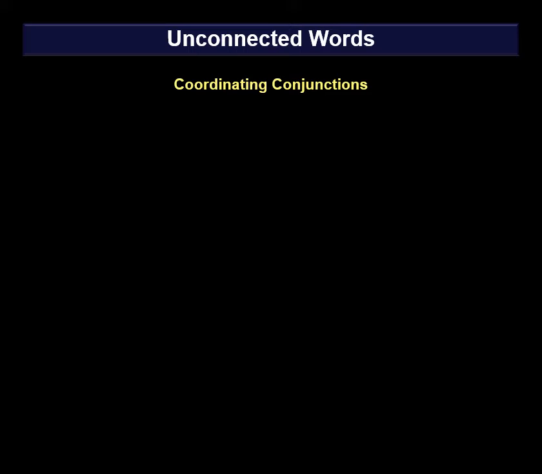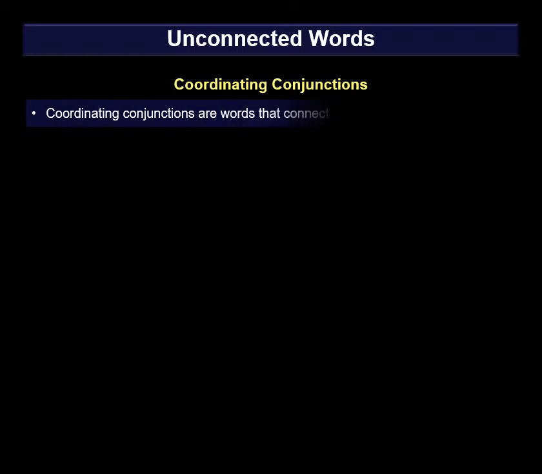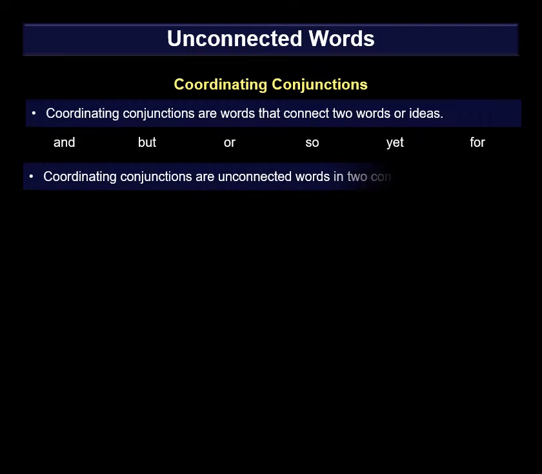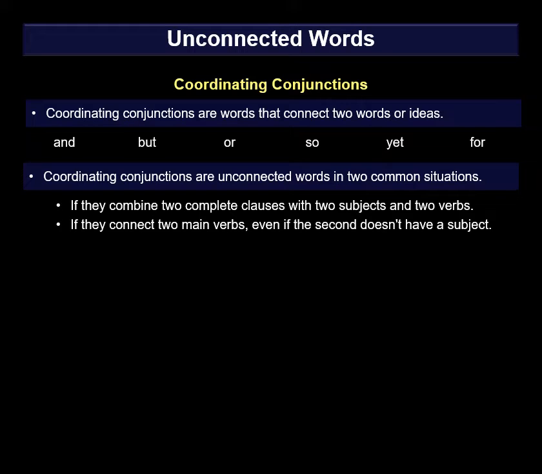Next, let's talk about coordinating conjunctions. Coordinating conjunctions are words that connect two words or ideas. Basically, and, but, or, so, yet, and for. Coordinating conjunctions are unconnected words in two common situations. First, if they combine two complete clauses with two subjects and two verbs, or if they connect two main verbs, even if the second doesn't have a subject.